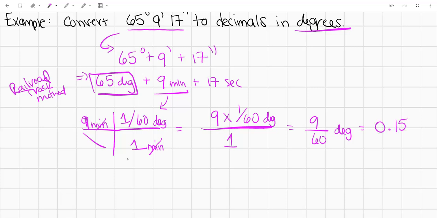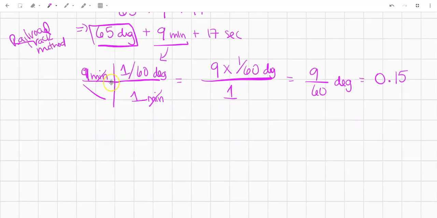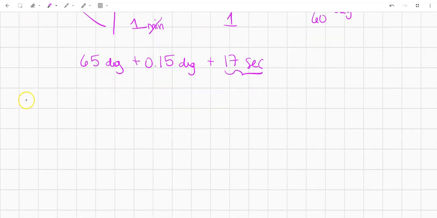Okay. This is approximately 0.15. So therefore, so far I have 65 degrees plus 0.15 degrees, and I still have that 17 seconds that I need to also convert into degrees, and I'm also going to use the railroad track method.